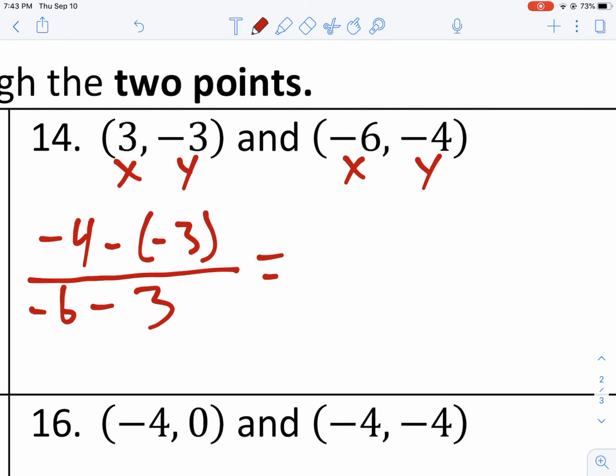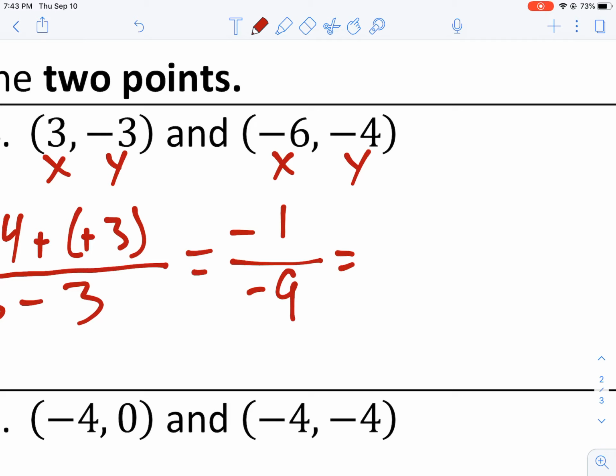So the 2 signs, right, 2 negatives make a positive, so this becomes plus. So negative 4 plus 3, that's negative 1. Negative 6 minus 3, that's negative 9. All right, and when we have 2 negatives here, they cancel out, and our answer will become positive 1/9.